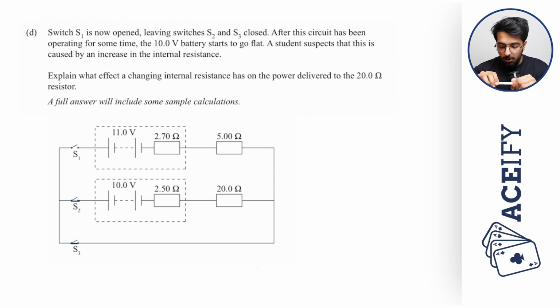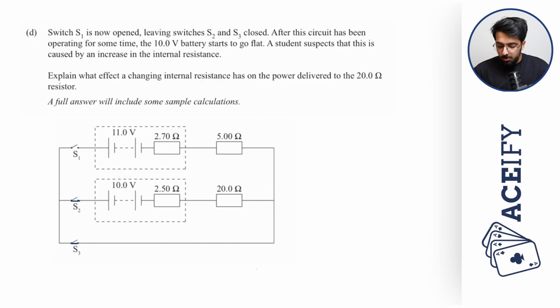Okay, switch 1 is now open, leaving switch 2 and switch 3 closed. After this, the circuit has been operating for some time, the 10-volt battery starts to go flat. Our students suspect that this is caused by an increase in the internal resistance. Explain what effect a changing internal resistance has on the power delivered to the 20 ohm resistor. A full answer would include some sample calculations.